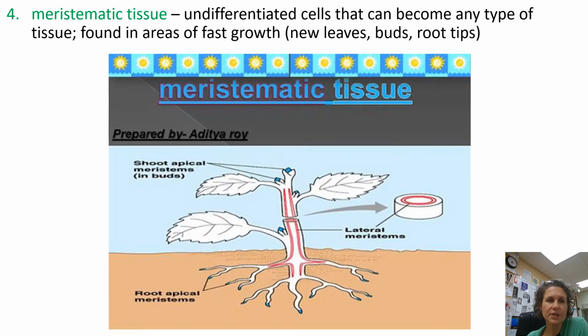Okay, fourth type of tissue is the meristematic tissue. This is made of cells that really haven't become a specific type of cell yet, or a specific type of tissue. And so these are basically where things are growing. And they'll grow and then decide, okay, I'm going to be part of a leaf, or whatever. And then they will begin to develop those. But for a while, it's just growth.